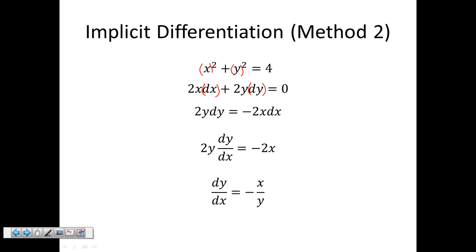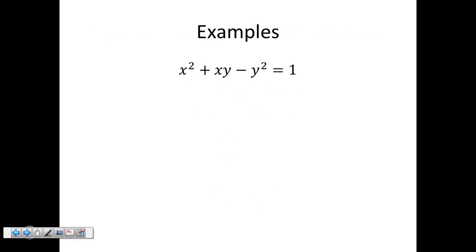Again, exact same derivative. I should have gotten the exact same derivative. I started out with the exact same relation. So that was method 2 as an example of implicit differentiation. So let's take a look at some more examples.